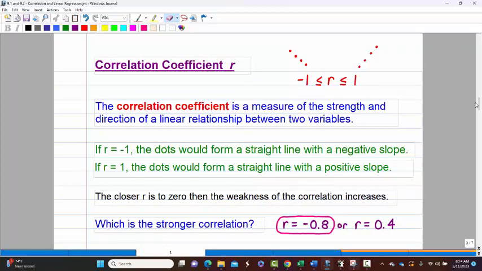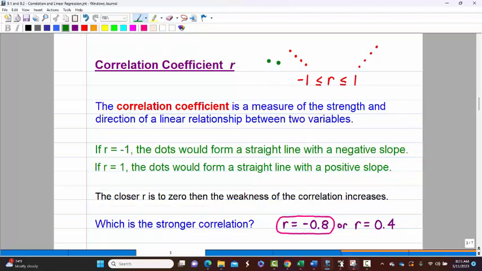Now here's a measure for correlation coefficient. It's known as lowercase r, and it's a number between -1 and 1. -1 is what we call a perfect negative linear relationship. That means the dots would form a complete, perfectly straight line. It doesn't mean the slope is -1. It does mean the slope is negative, but it could be a little flatter. It doesn't have to be that shape. It could go maybe like this.